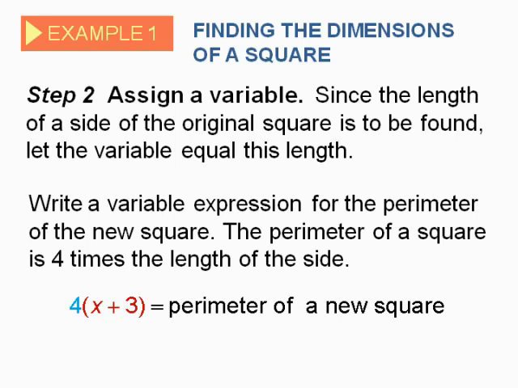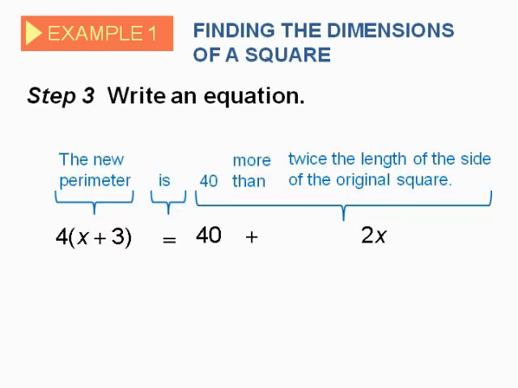So it says, since the length of the side of the original square is to be found, let the variable equal this length. Write a variable expression for the perimeter of the new square. The perimeter of a square is 4 times the length of a side. So the perimeter of the new square would be 4 times x plus 3.